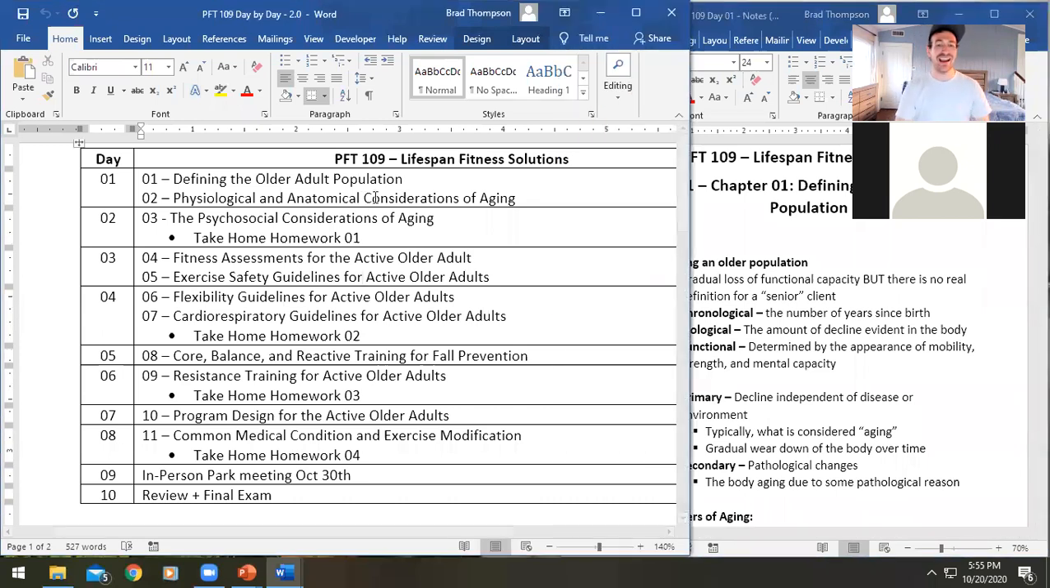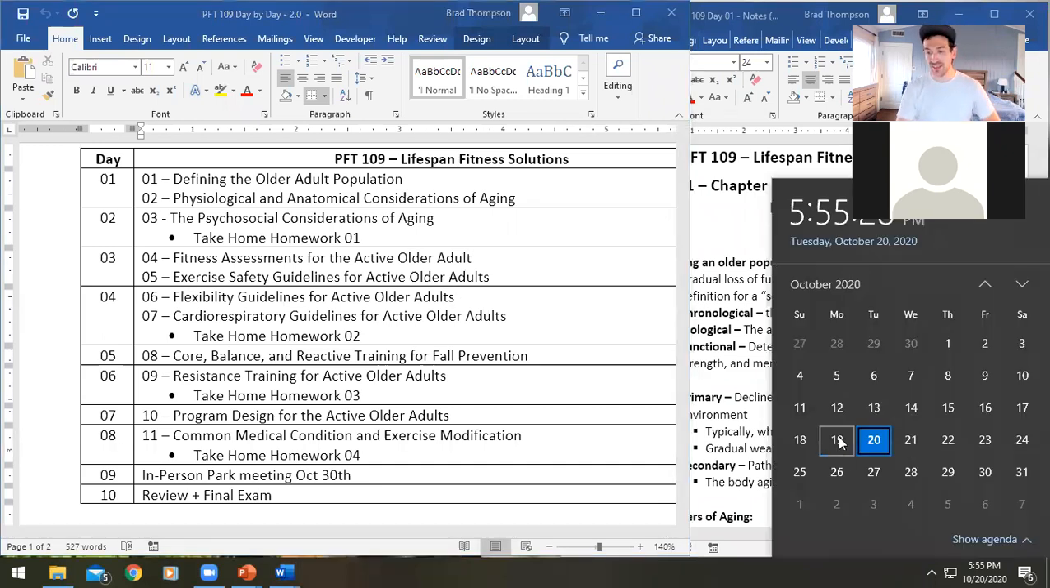But all right, let's look at days 1 through 10 here. So there are no holidays in this class, so this is going to be on the 20th. This is day 1, 2, 3, 4, 5, 6, 7, 8. Our final day for this class is going to be 1, 2, 3, 4, 5, 6, 7, 8, 9, 10, is going to be November 2nd. So that is our final day for this class.